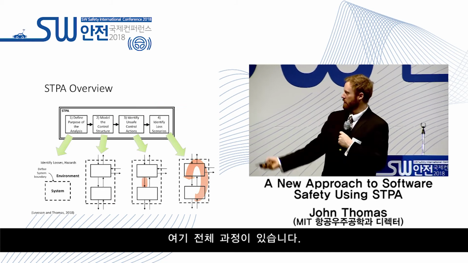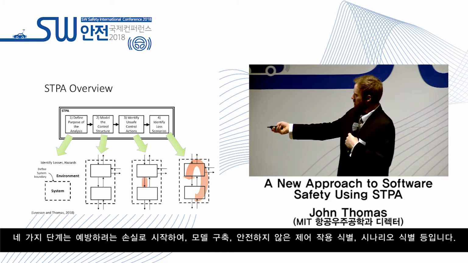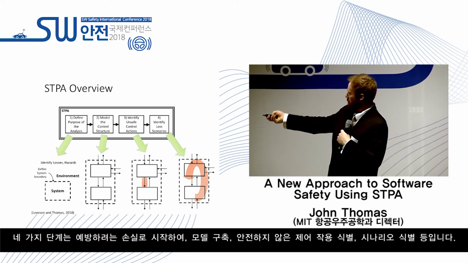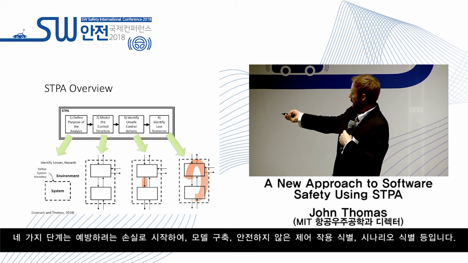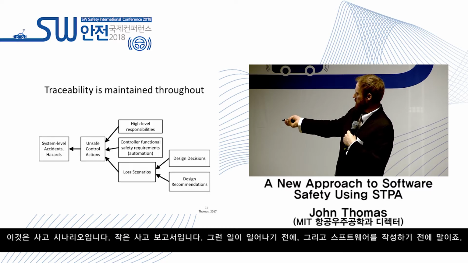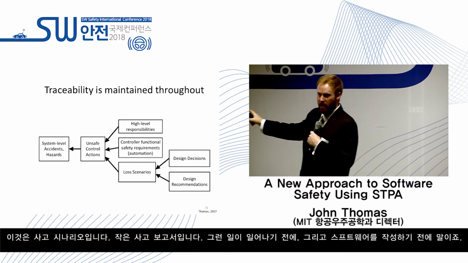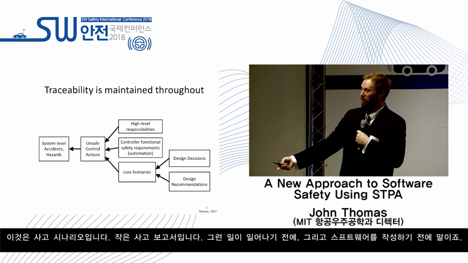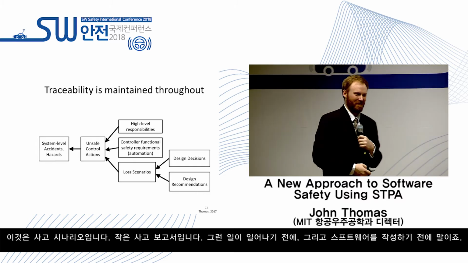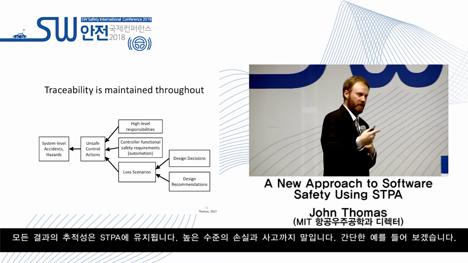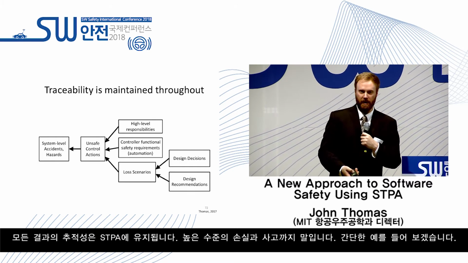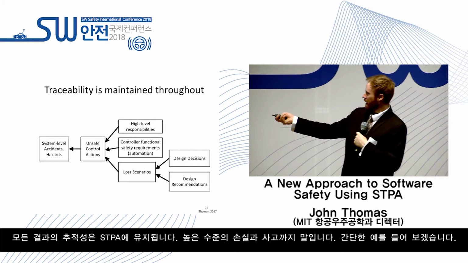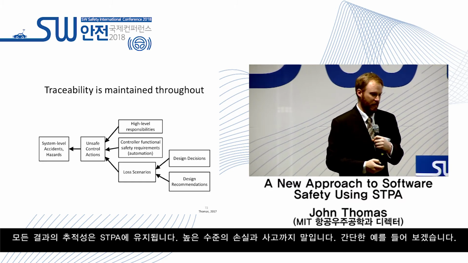Here's the whole process. 4 steps. Start with the losses to prevent, build a model, identify unsafe control actions, and identify scenarios. These are accident scenarios. This is a small accident report before it happens and before you've written any software. Traceability from every result is maintained in STPA all the way to the high-level losses and accidents.